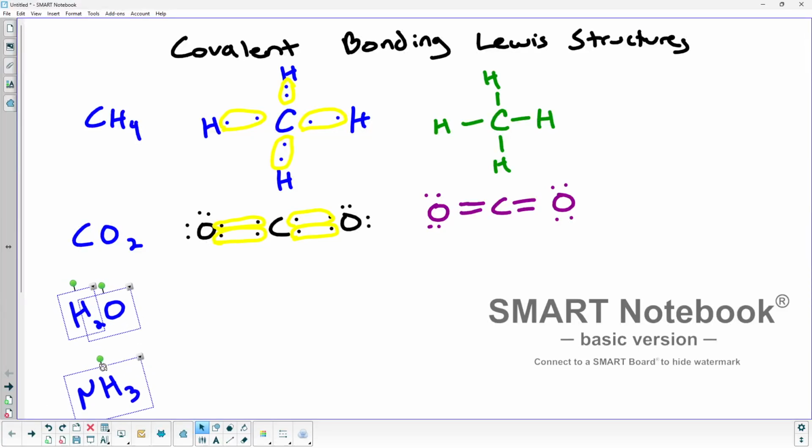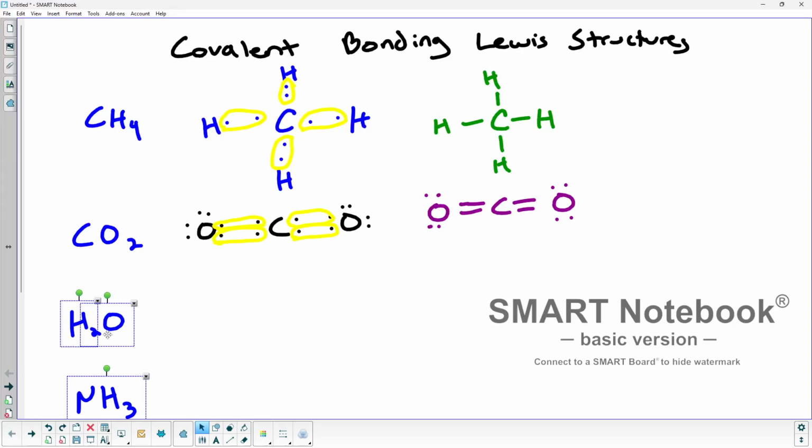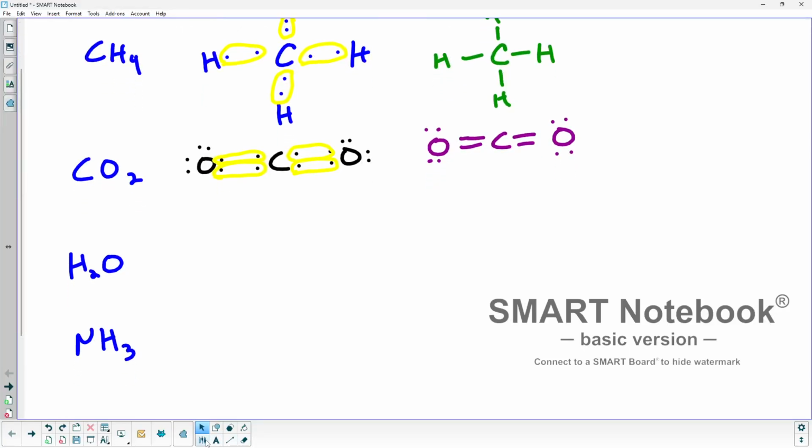I'll move these down a little bit more. That was not what I wanted to do. Down a little bit more. Water, hydrogen and oxygen. So we've seen both of those. Hydrogen has the 1 electron, wants to make 1 bond. So oxygen has 6 electrons, wants to make 2 bonds. And again, hydrogen with 1 electron wants to make 1 bond.